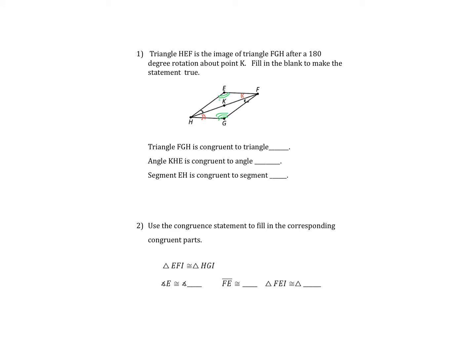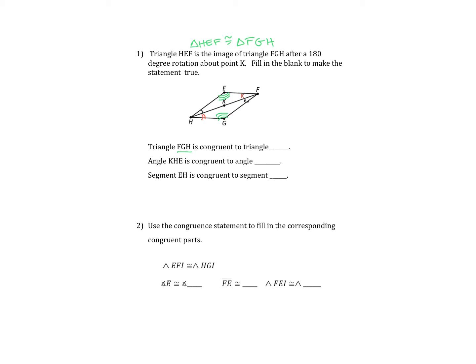So this is a rotation. So I know that my H goes to F and F goes to H. I can also see it up at the top where it says triangle HEF. Since it's the image after rotation, they'd be congruent to triangle FGH. So H goes to F, E goes to G, and F goes to H. So they put this in order of FGH.